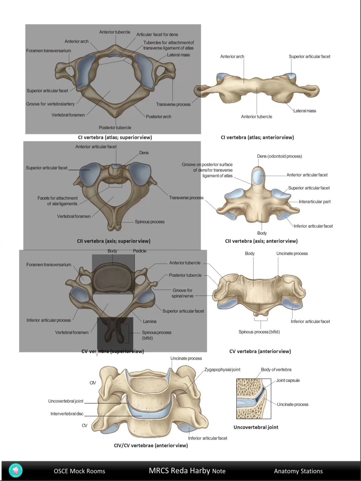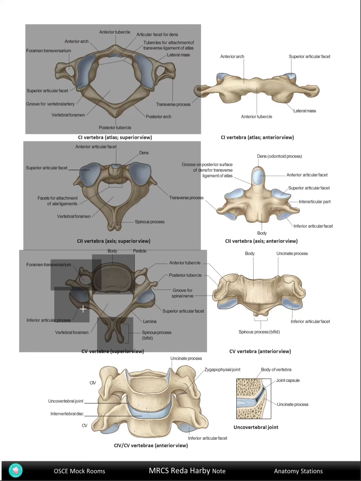From the back, bifid spinous process. Laterally, two other features: the transverse process with a foramen transversarium for the vertebral artery, and also the oblique plane of the facet joint surface. That's it. These are the features of a typical cervical vertebra. Now, other questions.